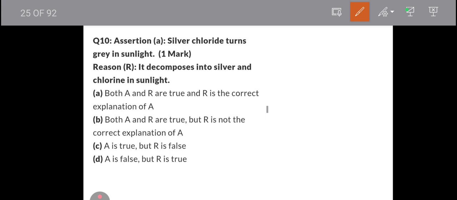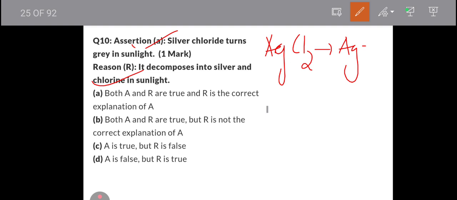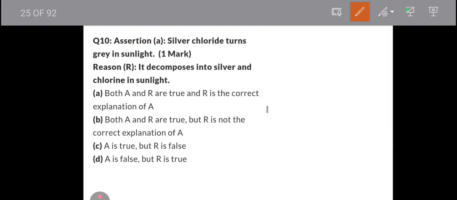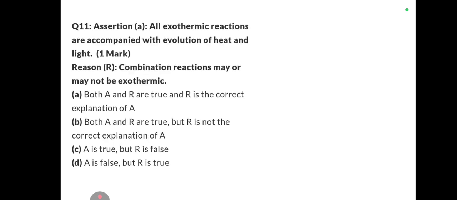Silver chloride turns grey in sunlight. It decomposes into silver and chlorine in sunlight. We have already discussed this many times. So both assertion and reason are correct, and R is the correct explanation for A. White colored silver chloride, when exposed to sunlight, will form grey colored silver, and chlorine gas will also be liberated here. Let's move to the next question.